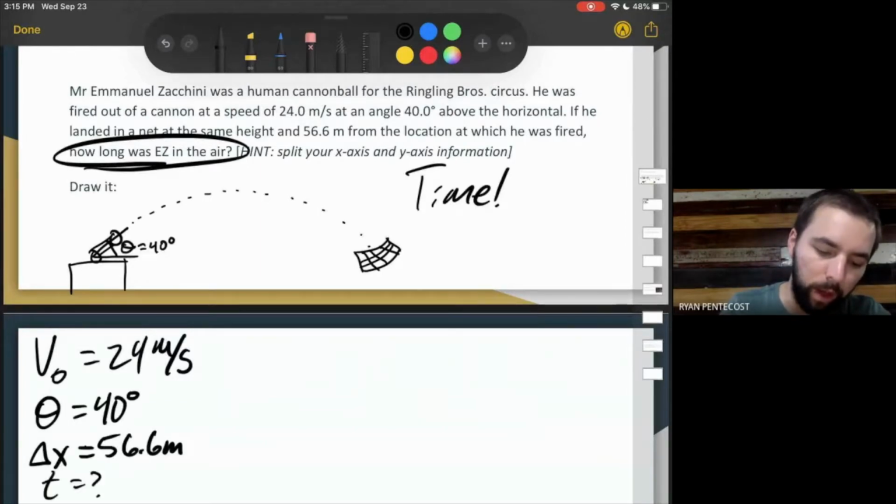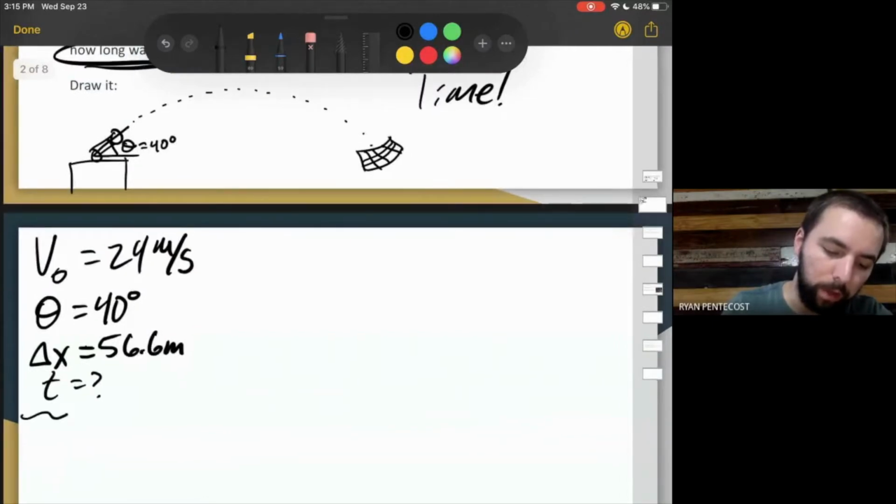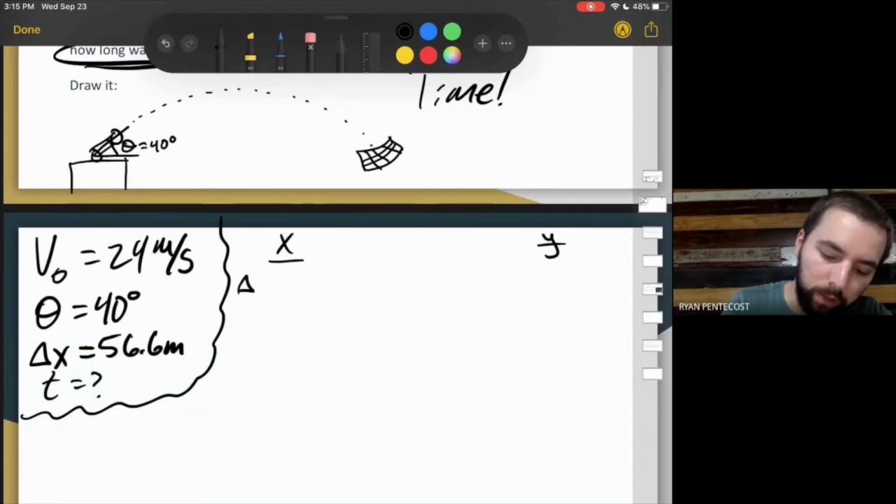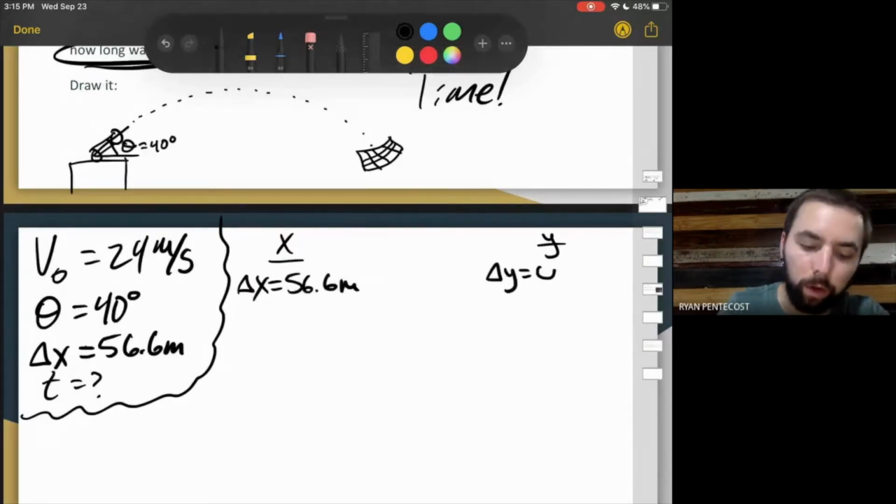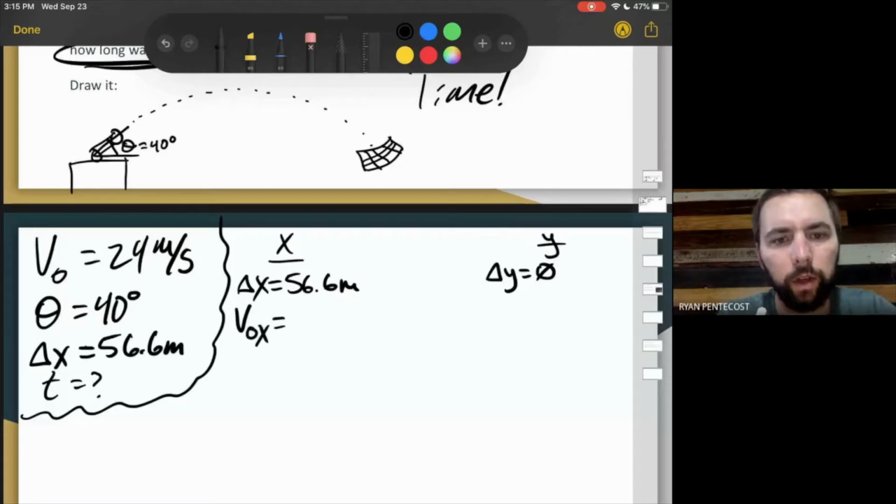All right. Now let's break this up into the X and Y components. Okay, so X, Y, we have delta X is 56.6 meters. Delta Y is 0, right? He starts and ends at the same height, so delta Y is 0. V naught X, what is V naught X? We did this in the other video. He's shot out at an angle at 24 meters per second, right? So to find the X component of that, we will do V naught cosine theta.